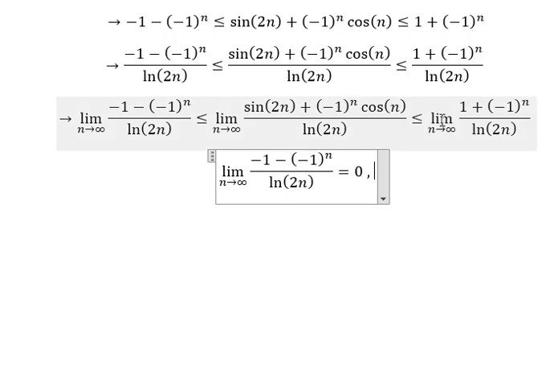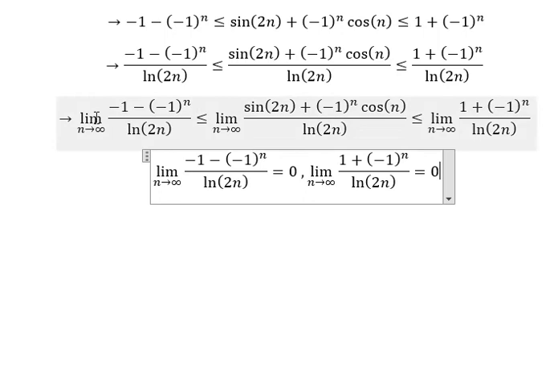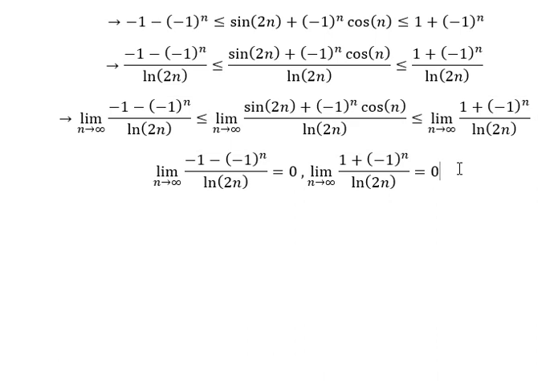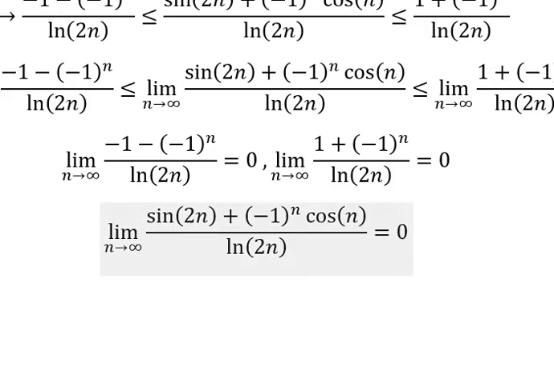Now, similar for the second one. Because this one and this one equal 0, this one equals 0. And that is the final answer. This is the end.